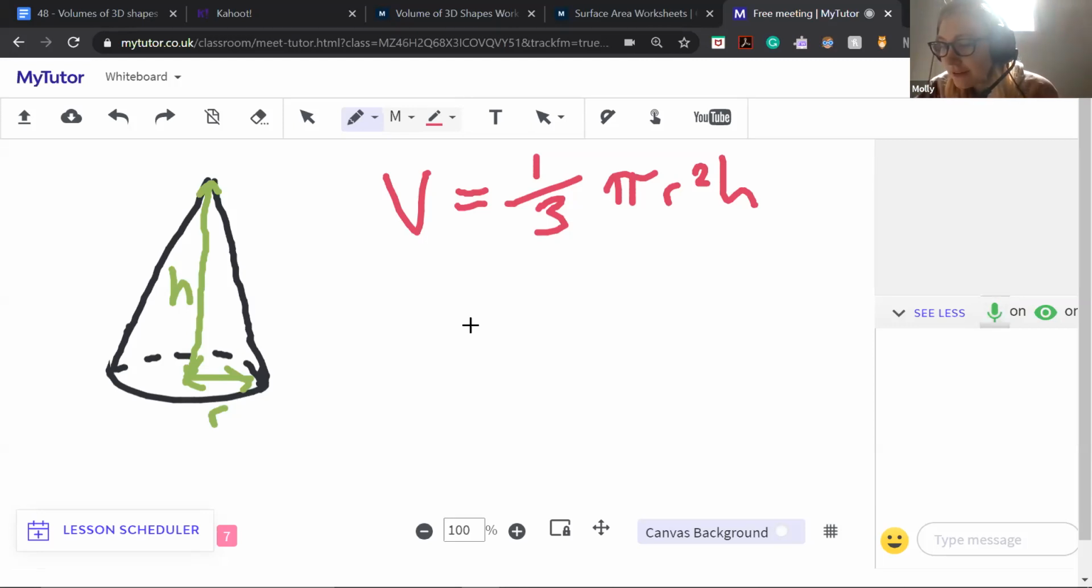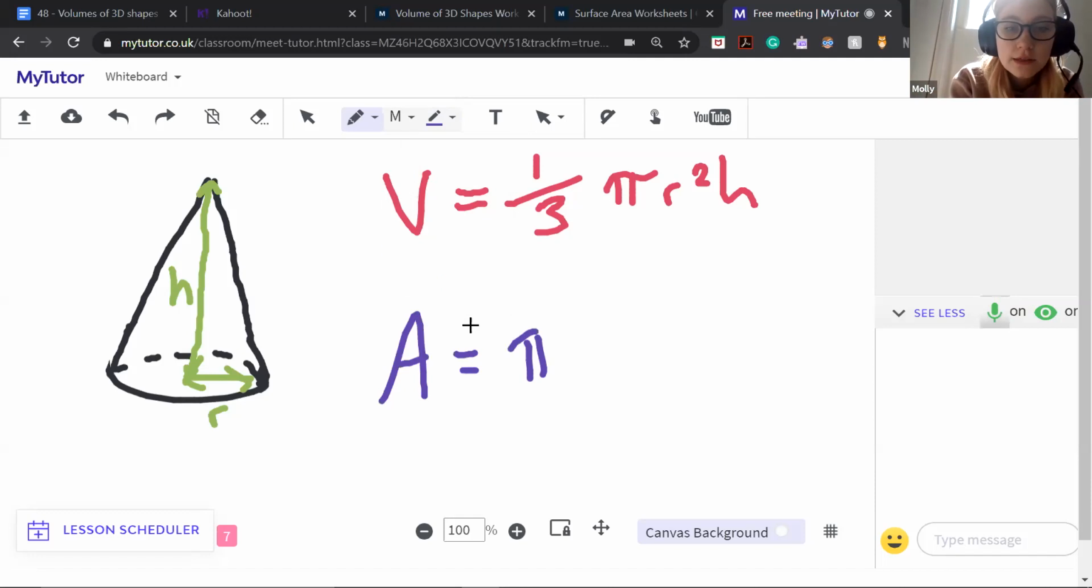Now, the surface area of a cone is interesting because you've got to think, first of all, about the circle on the bottom. Well, that's easy enough. That's pi r squared. That's just the surface area of that circle. But then we've got to think about the surface area of this bit that comes round, the other bit that's not the circle on the bottom. And again, it's just another formula that we've got to learn.